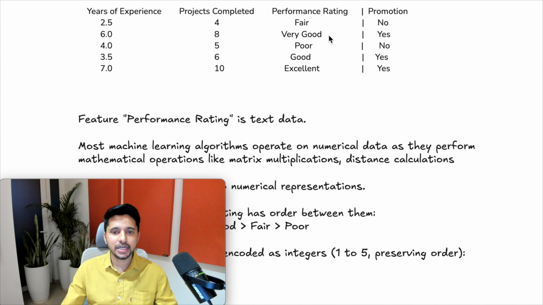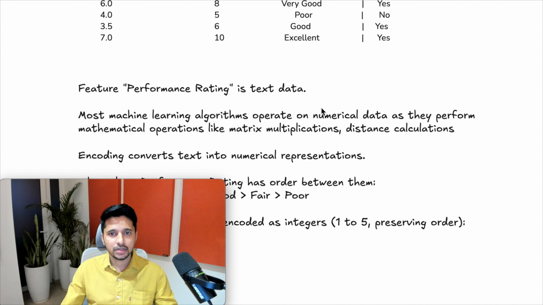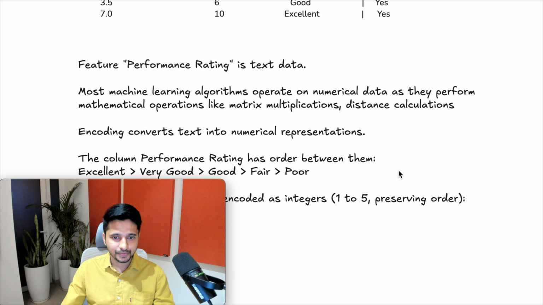But here we have the data as text, so we need to convert that. The conversion of text data into numerical data is called encoding in this case. Encoding converts the text into a numerical representation. That is why we need encoding, so that we can simply operate on those numbers.